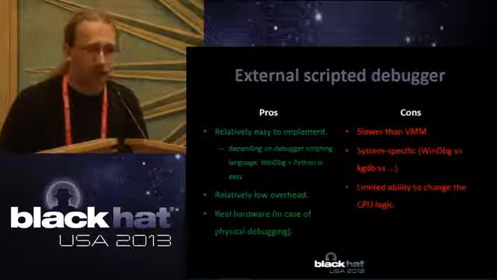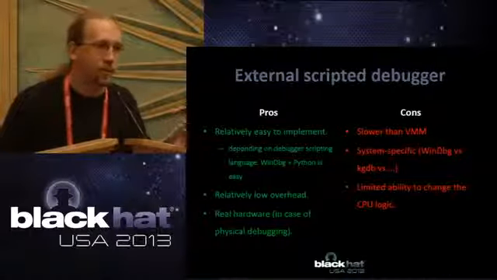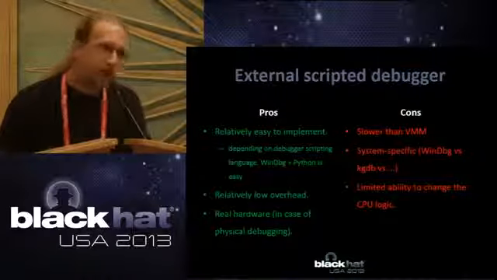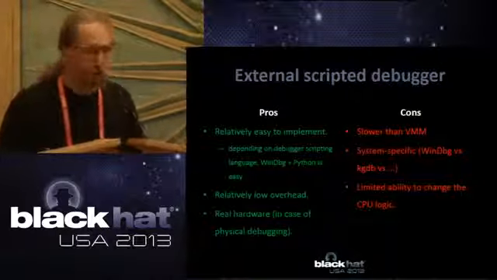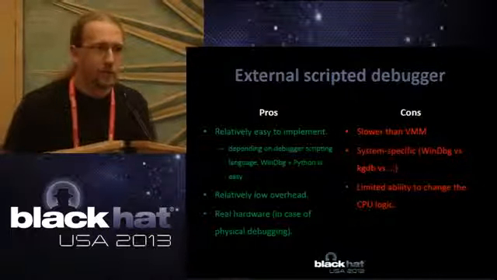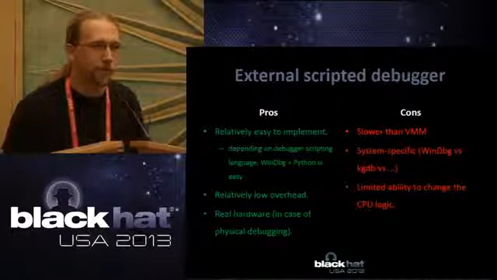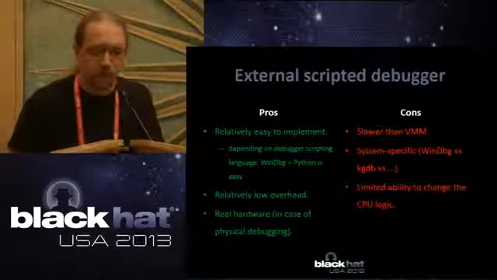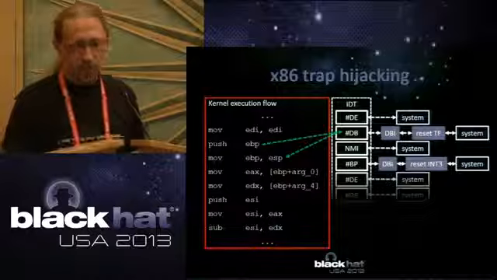It's relatively easy to implement, especially if the given external debugger supports a scripting language, like for example Python for WinDbg. It has relatively low overhead in comparison to Bochs, and it can run on real hardware. However, it's still slower than a hypervisor, and it's really system specific. So you either instrument WinDbg or you do it for KDB and so on. And it's also limited. You cannot change the logic of the CPU.